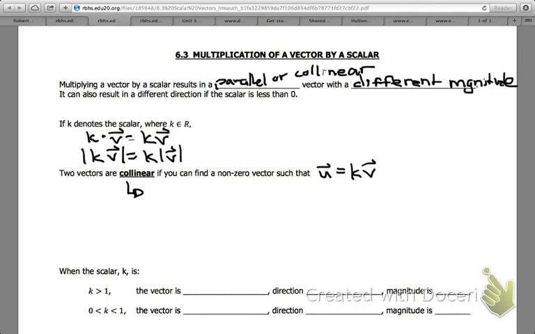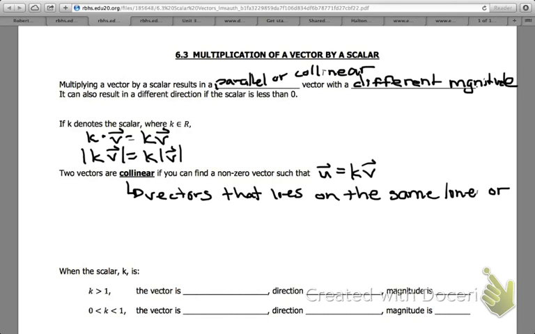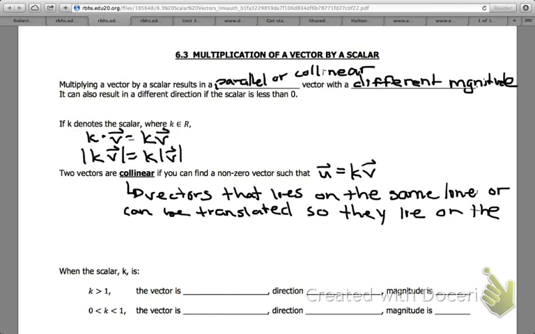Just to review, collinear exists when vectors lie on the same line or can be translated so they lie on the same line.